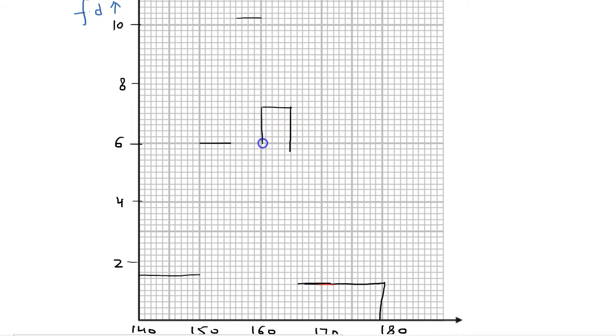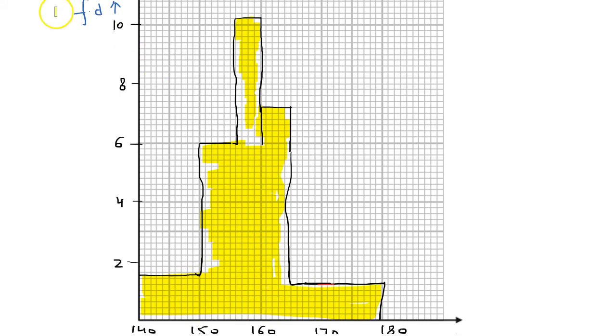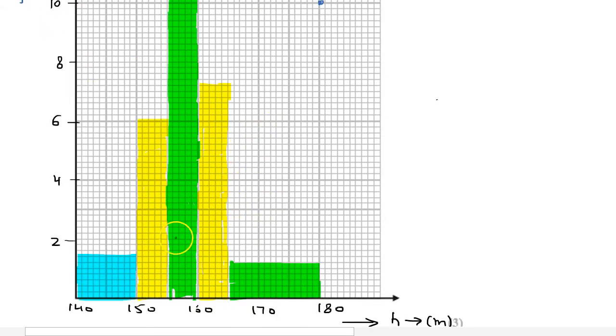So these are the curves, these are the lines. My lines are not perfect, so you can make your lines perfect. So that is going to be this histogram. So this is the histogram.